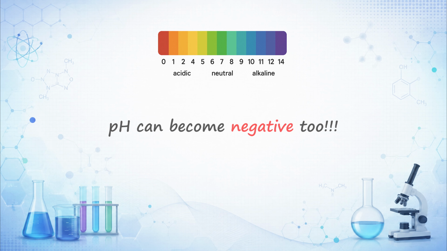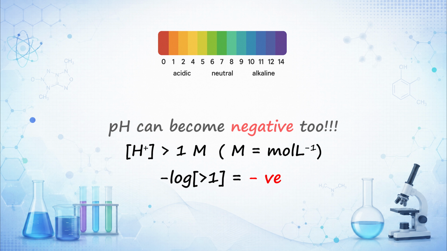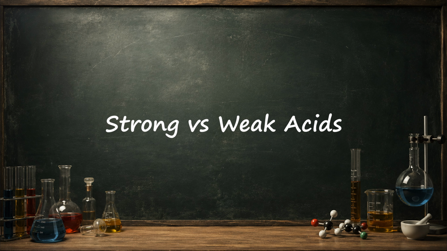Surprisingly, pH can become negative. If hydrogen ion concentration becomes greater than 1 mole per liter, the logarithm becomes positive after the negative sign. So ultra-strong acids can actually have negative pH.